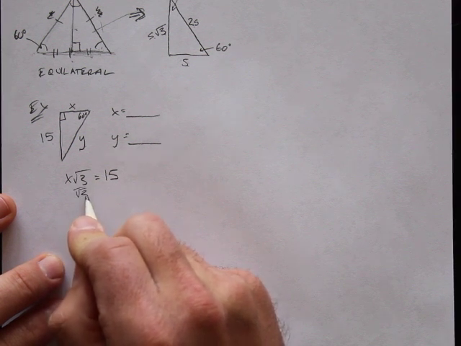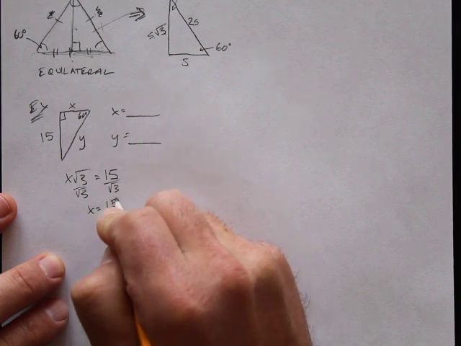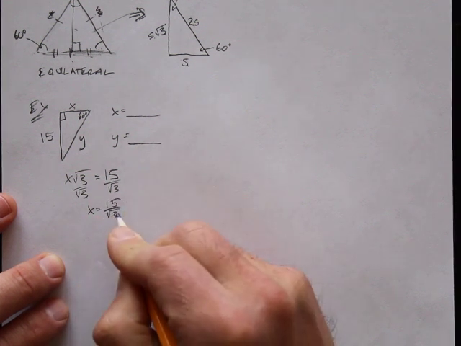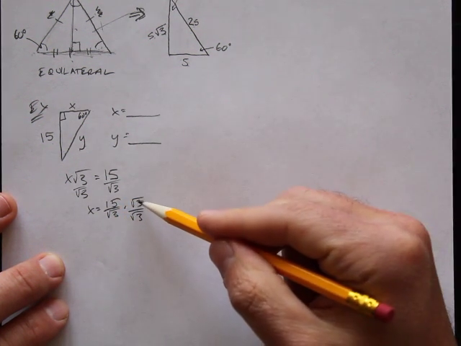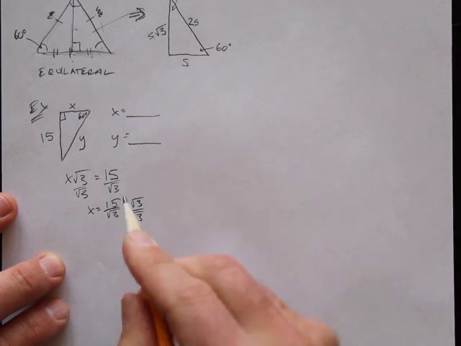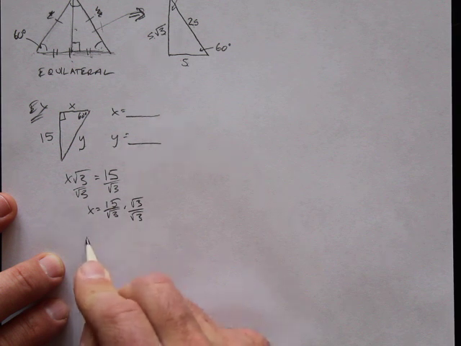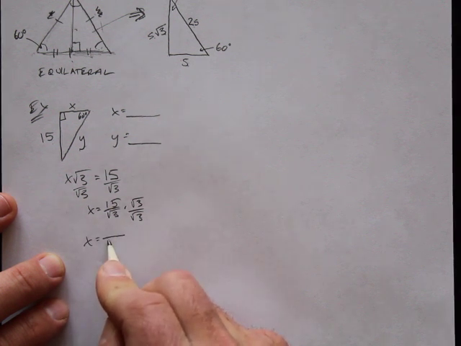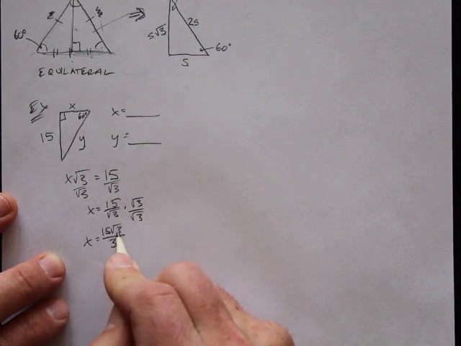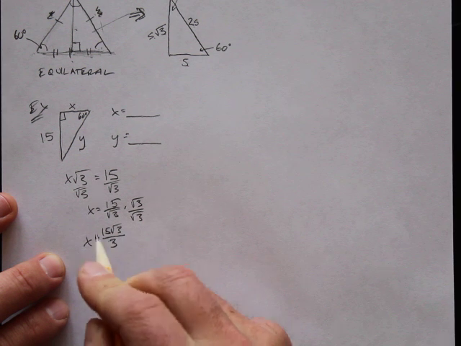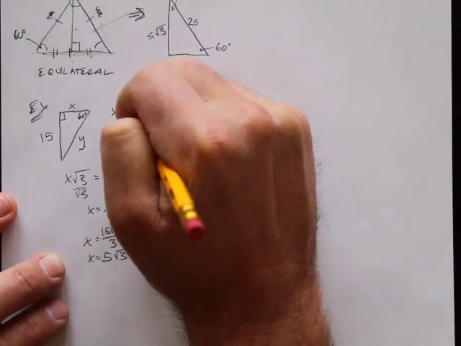I'm going to divide by the square root of 3. So I have X equals 15 over the square root of 3. Now I've got this pesky square root of 3 on the bottom, so I need to multiply by the square root of 3 over the square root of 3. Now the square root of 3 times the square root of 3 is square root of 9, which is 3. So X equals something over 3. It's 15 times the square root of 3. Now 15 divided by 3 is 5. So X equals 5 times the square root of 3.